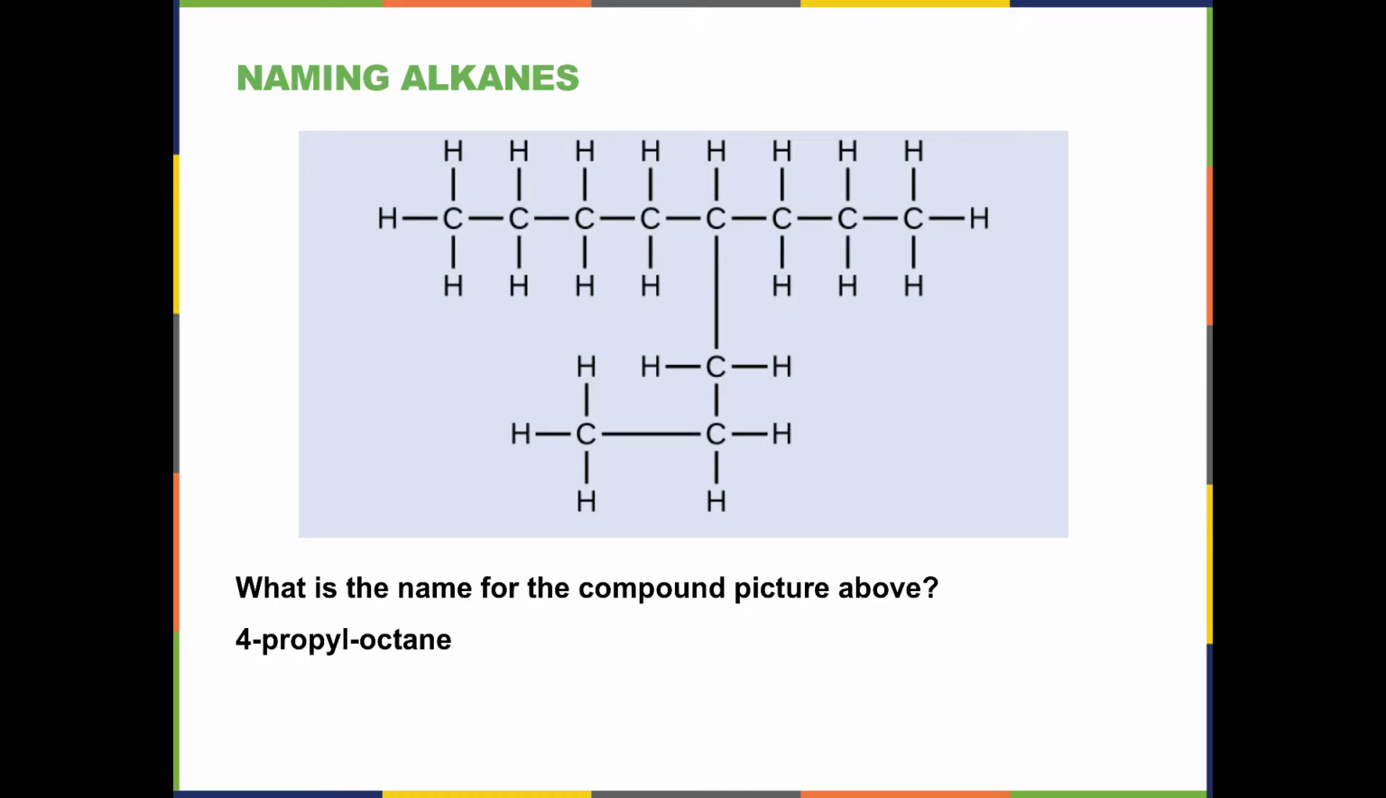You're going to number from right to left this time, because if you number the other way, from left to right, you end up with a 5 instead of a 4. And this is a 3-carbon alkyl group, so this is called propyl. A 3-carbon alkyl group is called propyl. And so this would be octane, because it's 8 carbons, 4-propyl octane.